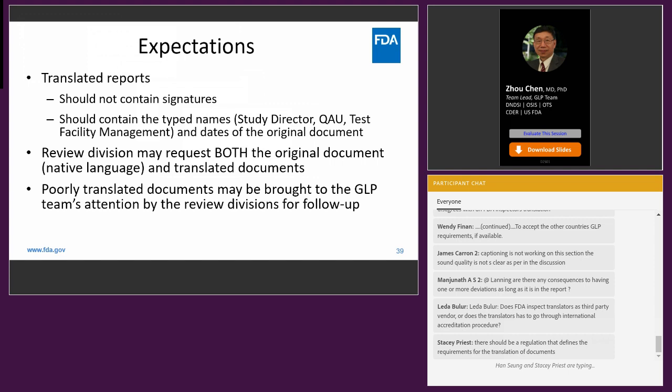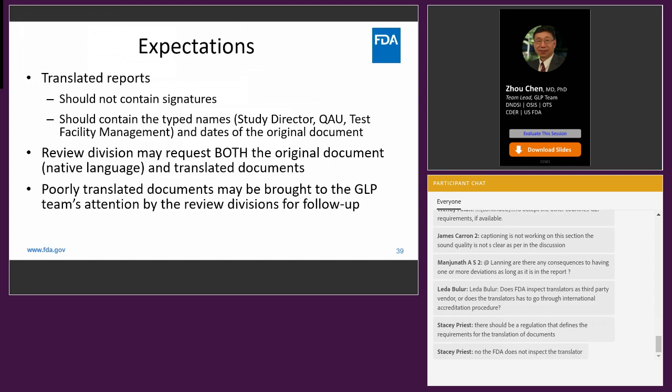Review divisions may request the original documents in native language and the translated documents. The review division should reject poorly translated documents and bring them to the OSIS GLP team's attention. We may schedule follow-up inspections later.